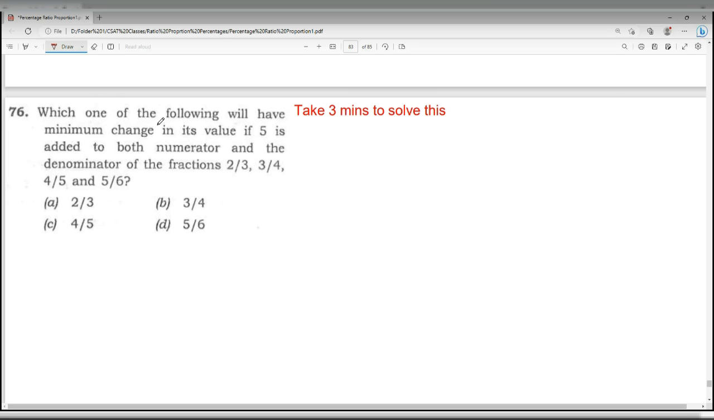They're saying which one of the following will have the minimum change in its value if 5 is added to both numerator and denominator of the fractions. We have 2 by 3, we have 3 by 4, we have 4 by 5, we have 5 by 6. And what they're saying is, what is the minimum change that will happen if 5 is added to both numerator and denominator? So see, earlier I had discussed a concept here.